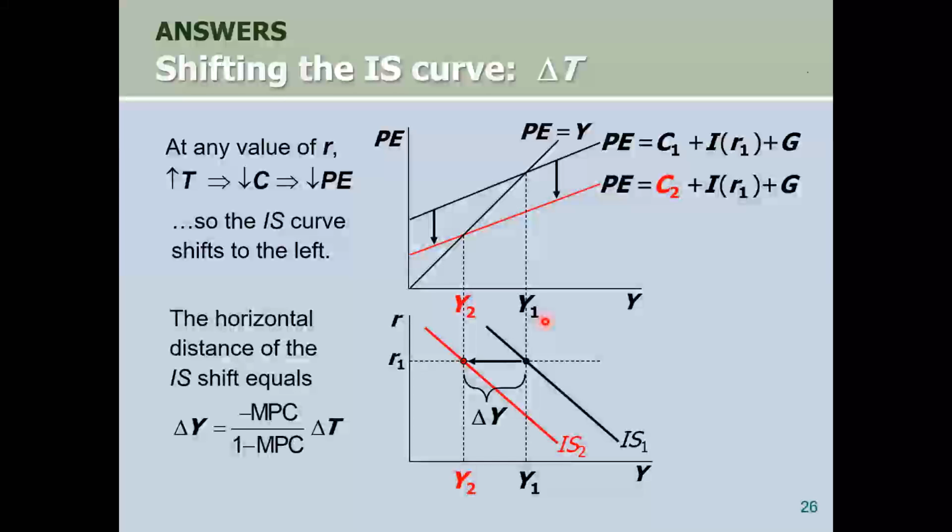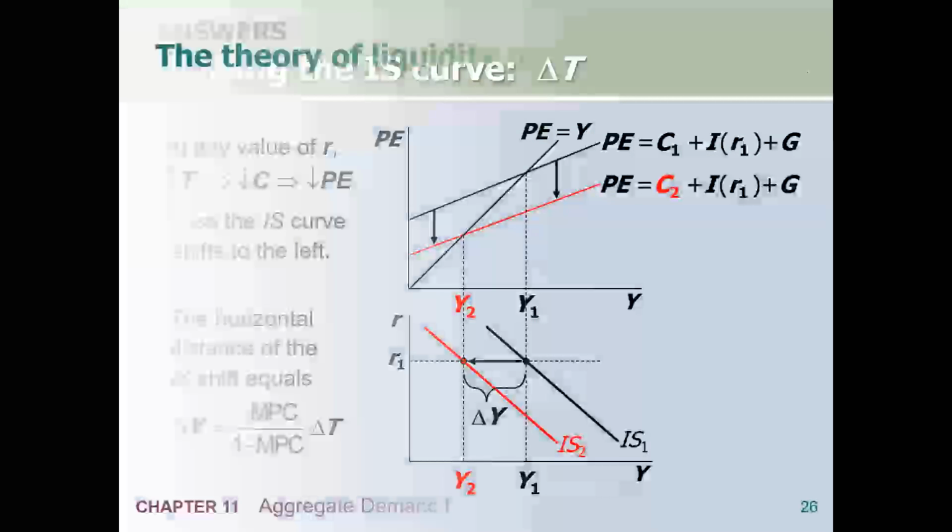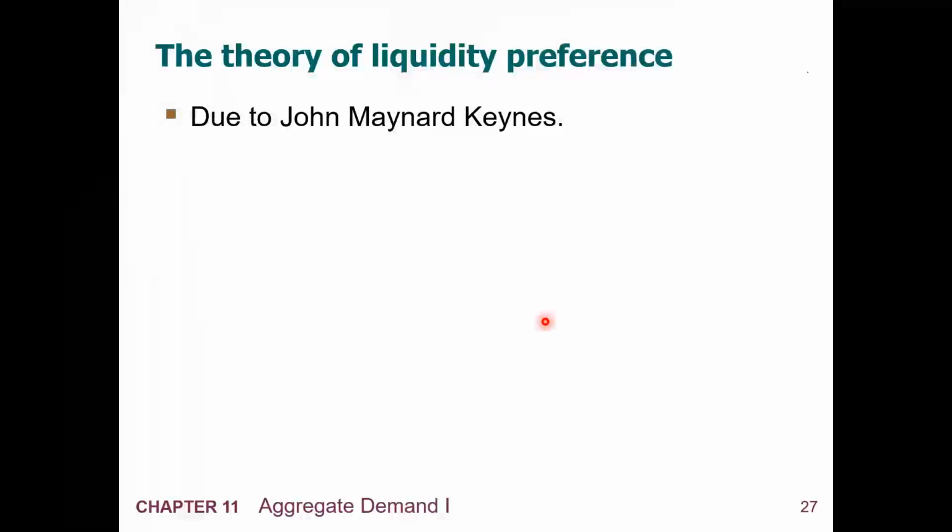So the horizontal distance of the IS curve shift is equal to the change in output, which is equal to minus MPC over 1 minus MPC times the change in taxes. And remember that we're going to get a negative value. So the theory of liquidity preference.